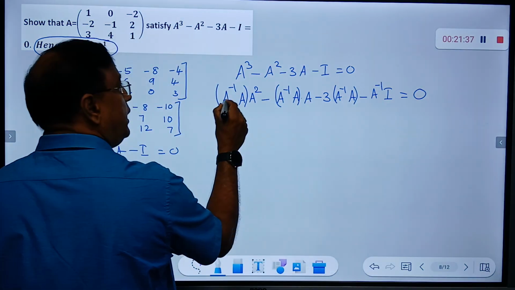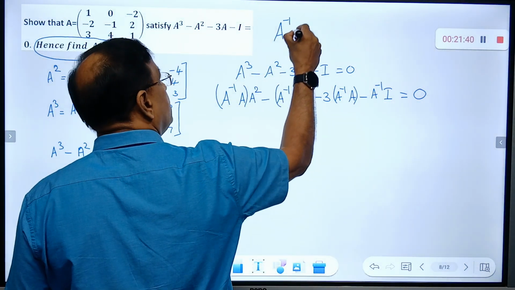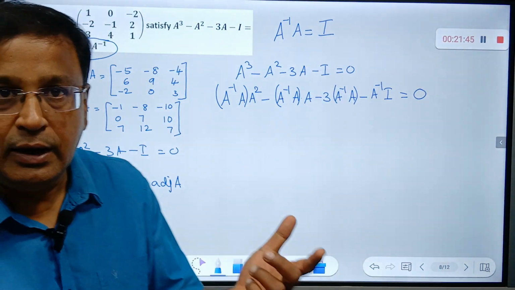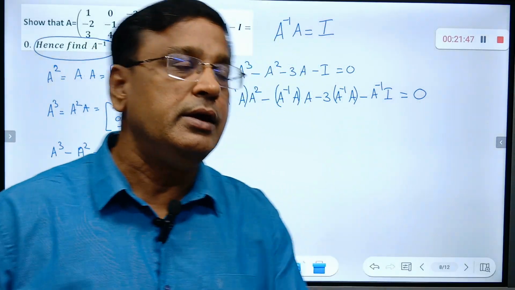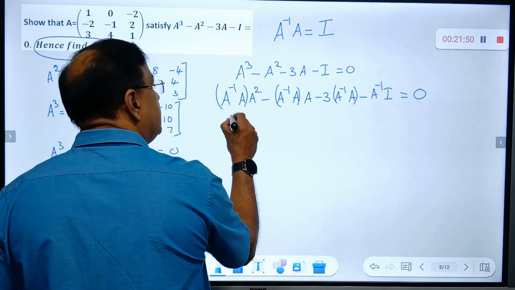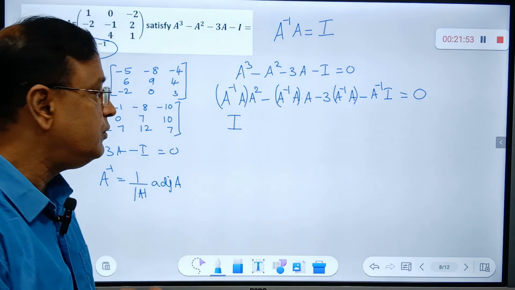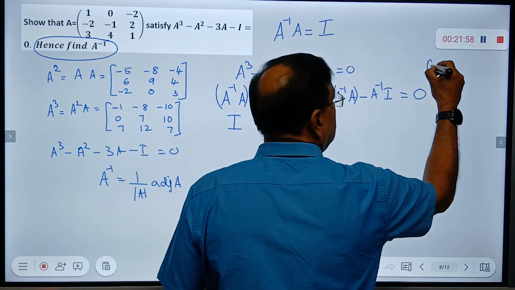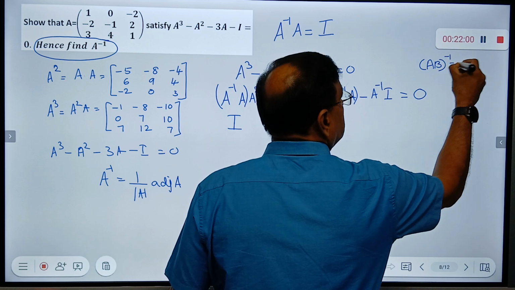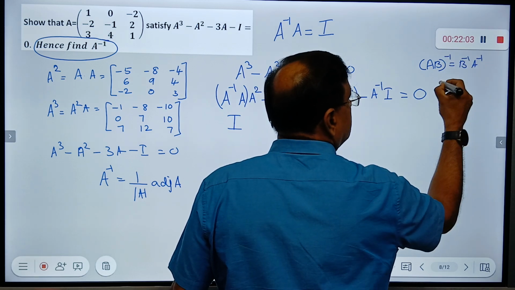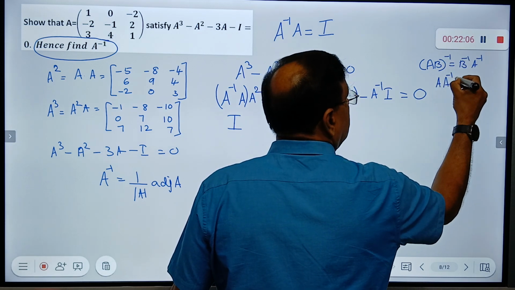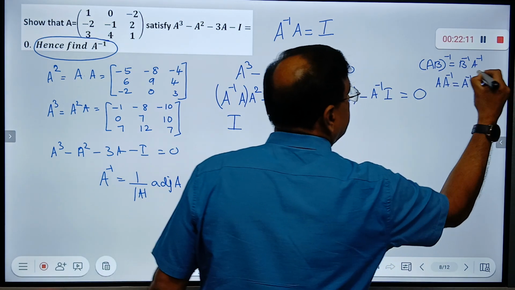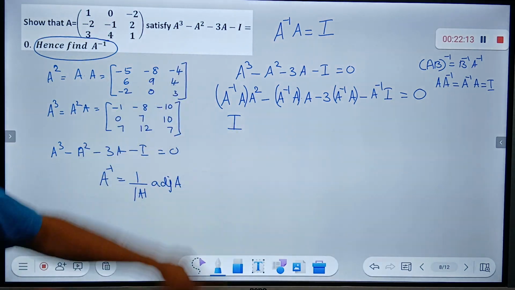So what do you get? A inverse into A, I have already mentioned before. Again I am repeating, A inverse into A is like A into 1 by A. You get 1. So A inverse into A is the identity element. Don't forget this. You have already done one property, that AB inverse is B inverse into A inverse. Now this is another very important property: A inverse into A or A into A inverse will always give you the identity matrix. Don't forget this, very important result.